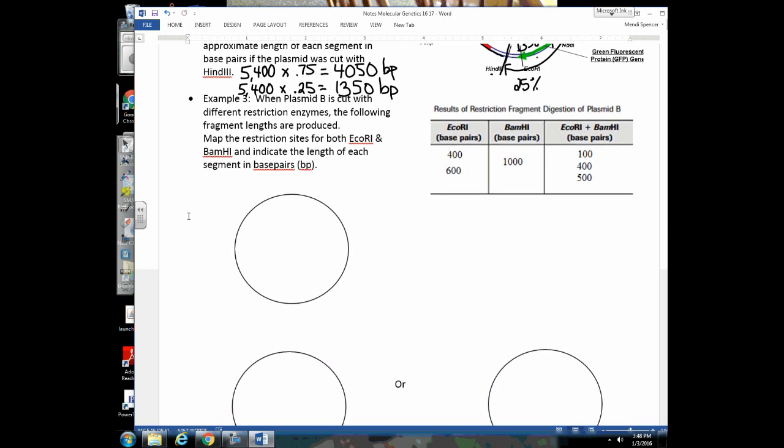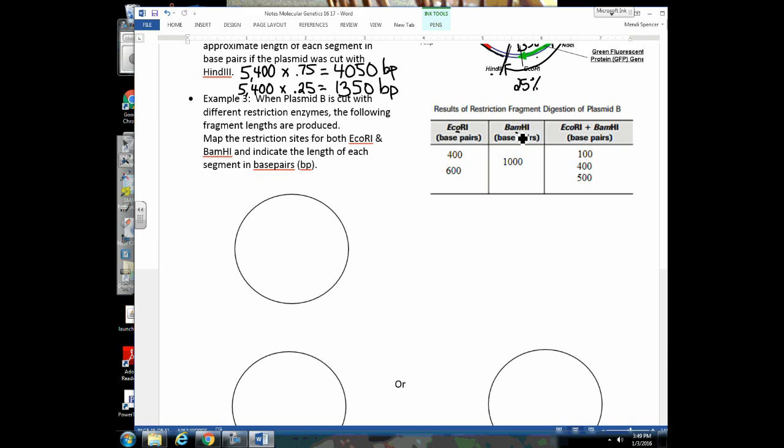Let's look at a different type of problem now. Example 3 says, when plasmid B is cut with different restriction enzymes, the following fragment lengths are produced. This table is showing you that if we cut with this restriction enzyme, then we're going to end up with 2 pieces of DNA. If you cut with BAM, then you only end up with 1 long piece of DNA. And if you put both of them in there with that DNA, we would end up with 3 different segments. So with this information, they want us to show on this plasmid where the different restriction sites are for both the ECO R1 and the BAM restriction enzymes. They also want us to indicate the lengths in base pairs of each of the segments of the plasmids.